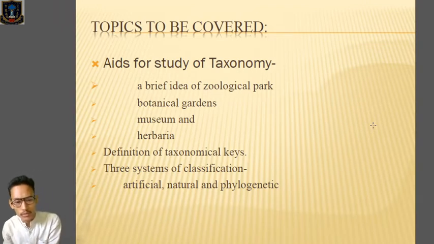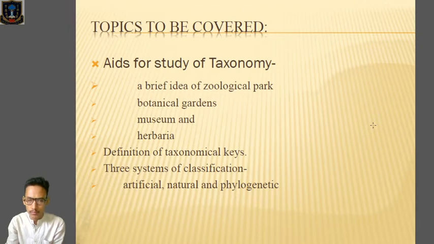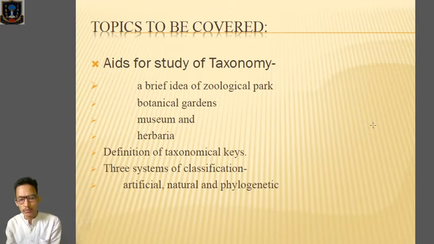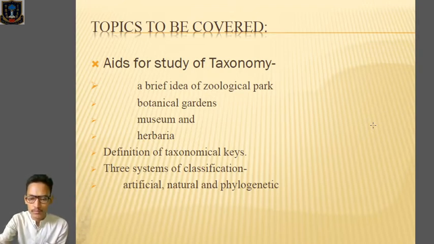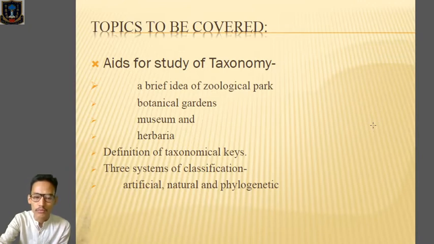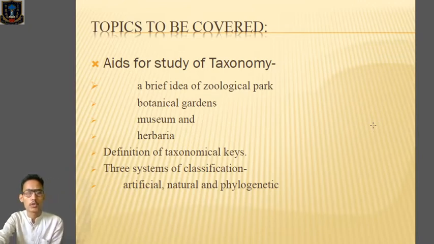Then we'll learn about the three systems of classification: artificial, natural, and phylogenetic. We'll not go in detail, but simply we'll go through definition of these three systems of classification. Clear? So first topic of the day will be our aids for study of taxonomy or tools for the study of taxonomy. So what do you mean by aids for study of taxonomy?